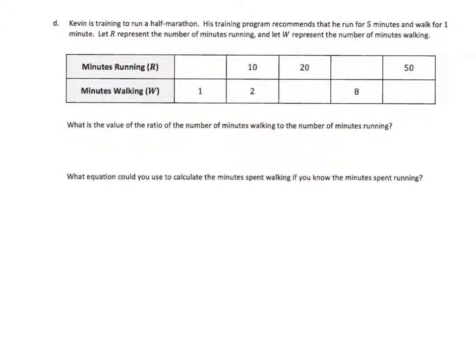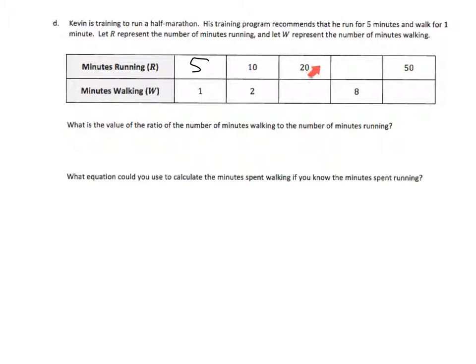You can see here, the first one they gave us 10 and 2 for the number of minutes running to the number of minutes walking. But we already know that if the number of minutes walking is 1, the number of minutes running is going to be 5 because that was given to us in the word problem above. So we can fill in the 5. So now we can just continue to work on filling in the rest of the table.